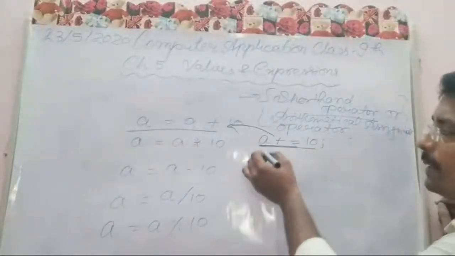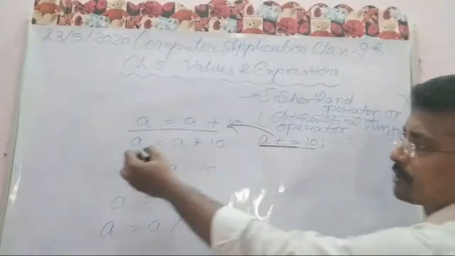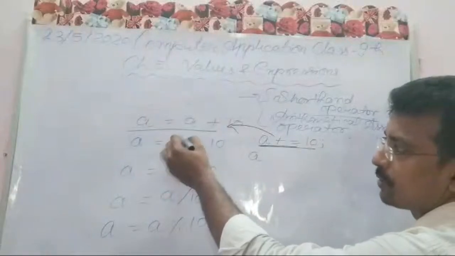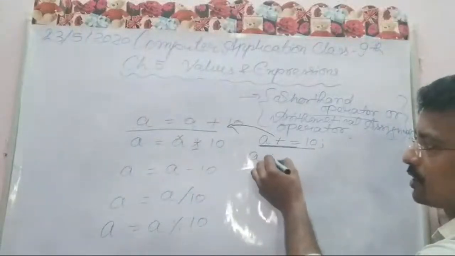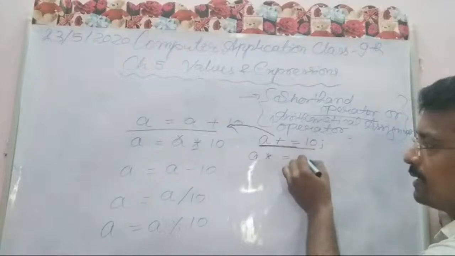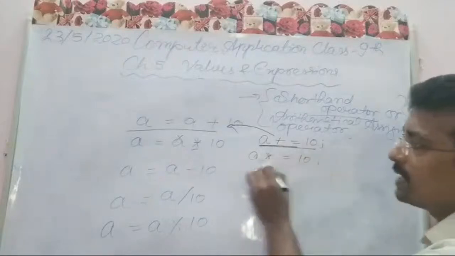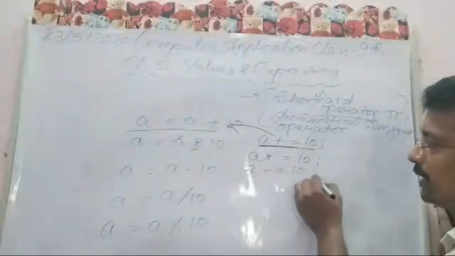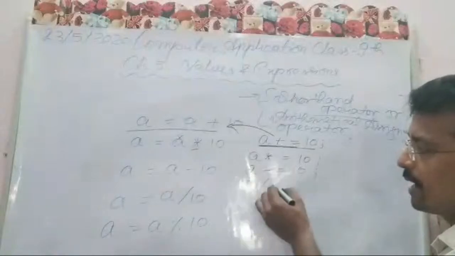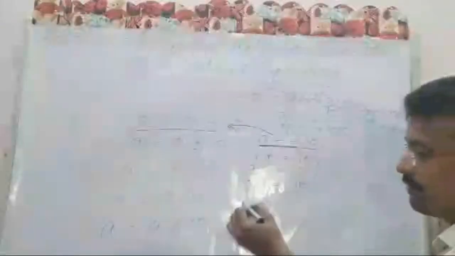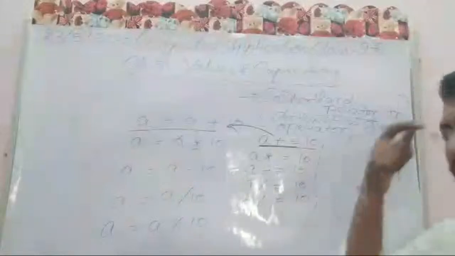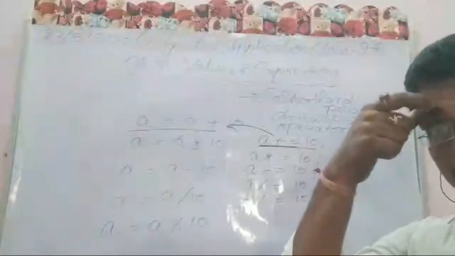See, this way. Suppose we have to write A, then the multiplication sign. This you need not write. Multiplication sign, then equal to, and then 10. When you expand it, it will be like that. In the same way, A minus equal to 10. Same way, A divide equal to 10. Same way, A mod equal to 10. These are the uses of shorthand operators.